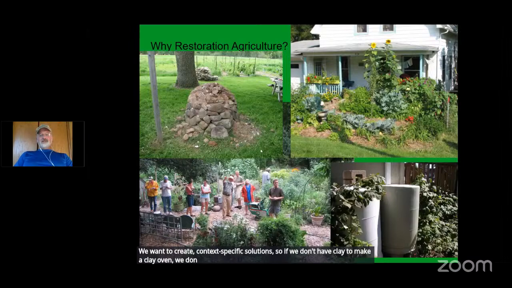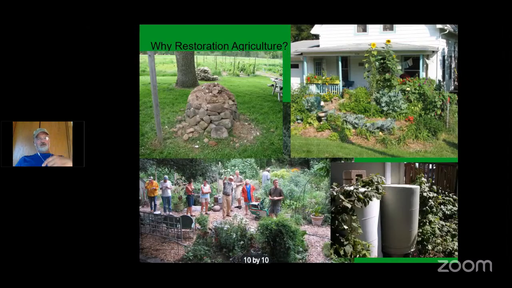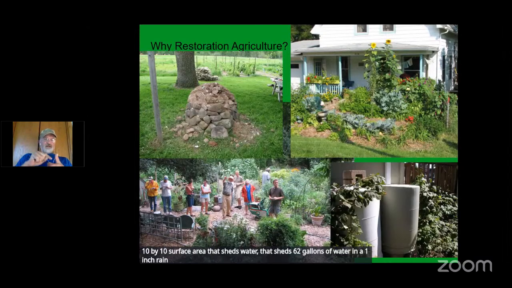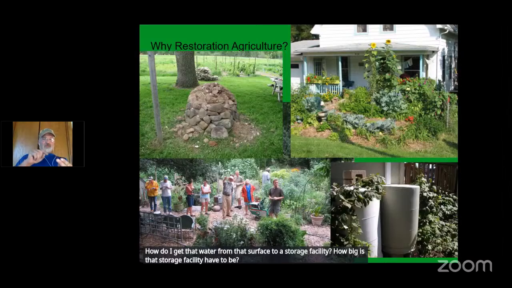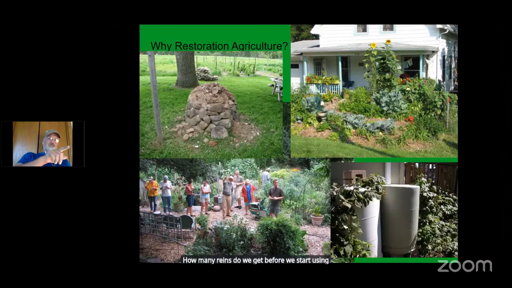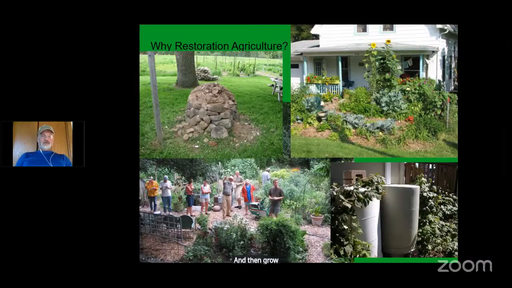We use stone instead. Instead of having a cute idea of capturing water off our roof, let's do a real design. We're doing real agricultural engineering here. If we have a 10 by 10 surface area that sheds water, that sheds 62 gallons of water in a 1-inch rain, how do I get that water from that surface to a storage facility? How big does that storage facility have to be? How many rains do we get before we start using the water? Where do we want to move the water to? And we design a system based on actual reality and then grow tons of food.